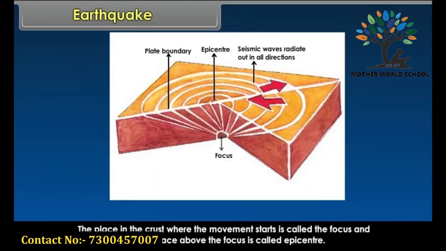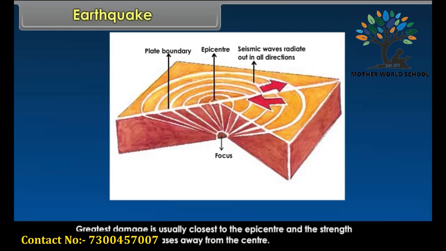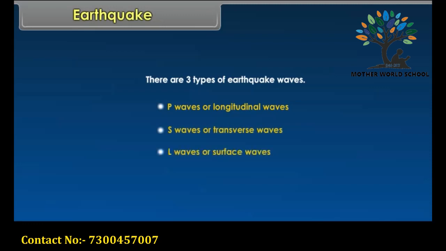The place in the crust where the movement starts is called the focus, and the place on the surface above the focus is called the epicenter. Vibrations travel outwards from the epicenter as waves. Greatest damage is usually closest to the epicenter, and the strength of the earthquake decreases away from the center. There are 3 types of earthquake waves: P waves or longitudinal waves, S waves or transverse waves, L waves or surface waves.